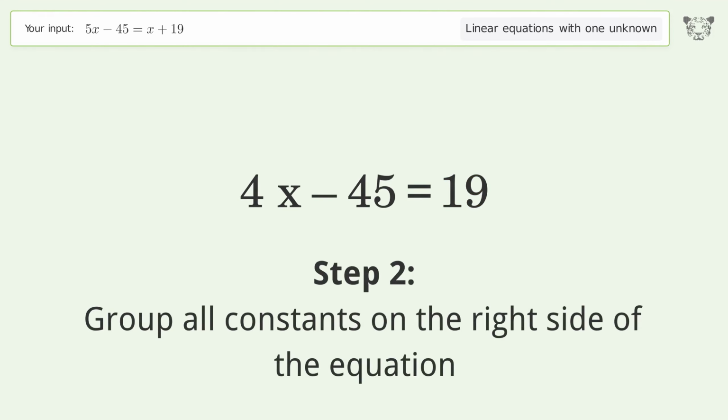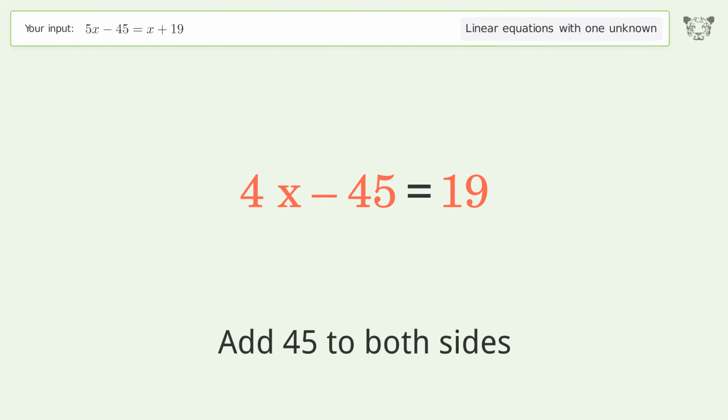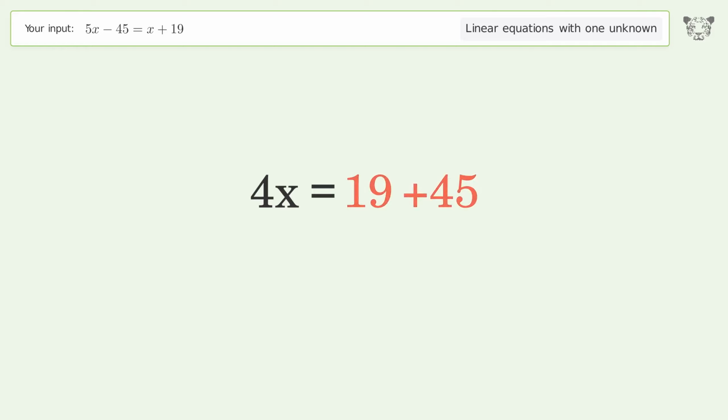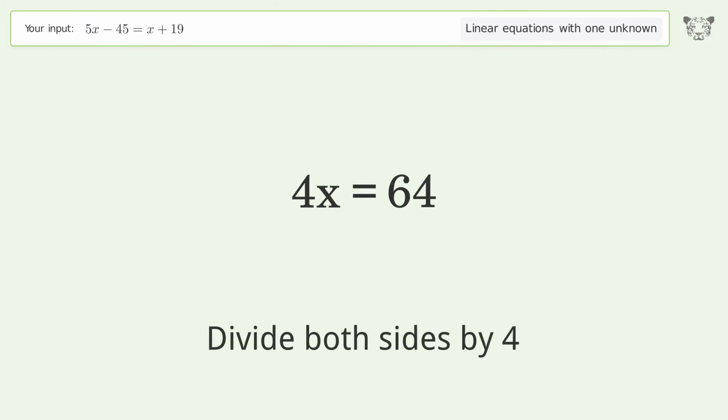Group all constants on the right side of the equation. Add 45 to both sides. Simplify the arithmetic. Isolate the x. Divide both sides by 4.